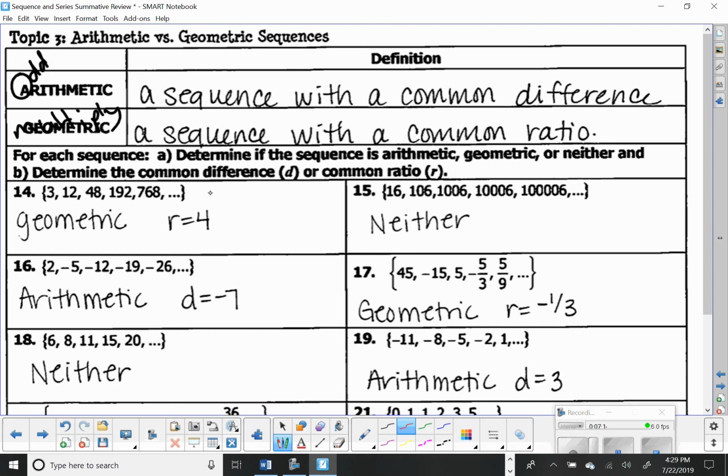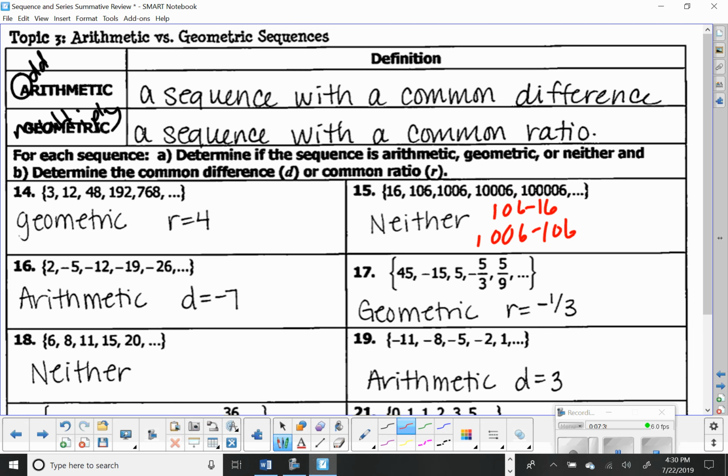If you were adding it, I would do 12 minus 3, and then 48 minus 12. Those are not the same, so I would have moved on to the geometric. So I'm trying to explain this a little too fast. I will slow down.